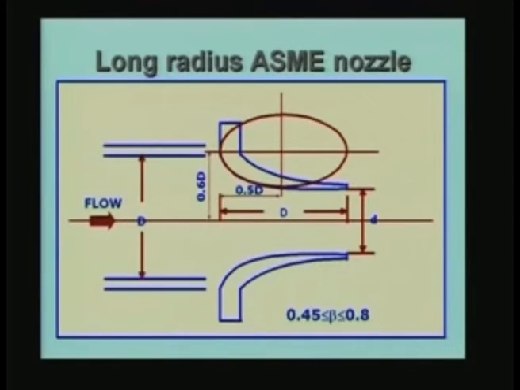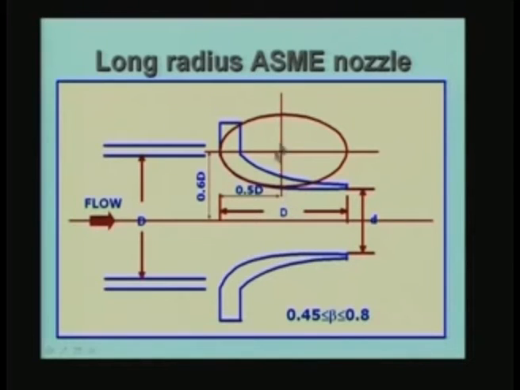Again I have shown the proportions of a long radius ASME nozzle. Essentially, what is shown here is the nozzle, the exit diameter is d, the inlet diameter is D here, and the nozzle itself is contoured in the form of a part of an ellipse. From here to here it is a part of an ellipse with a major axis equal to D, and the semi major axis will be 0.6 D minus 0.5 d, multiplied by 2, because that will give you this plus this.